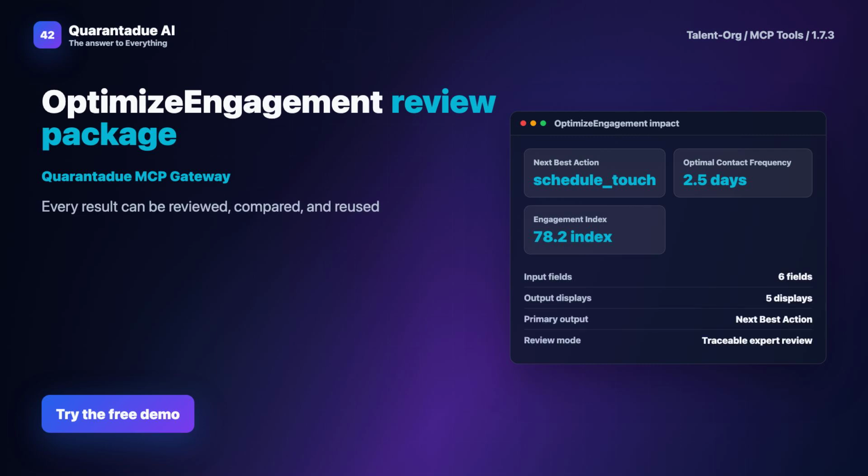The value of Optimize Engagement is not just automation, it is a controlled way to turn repeated talent org work into a documented business process with clear inputs, transparent logic, and reusable outputs.